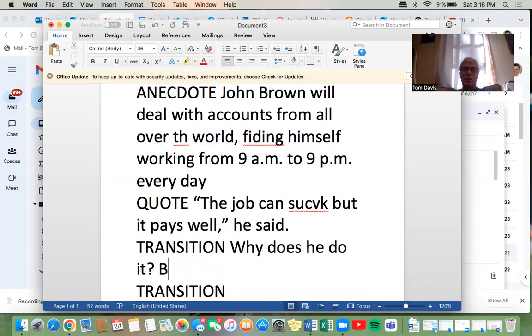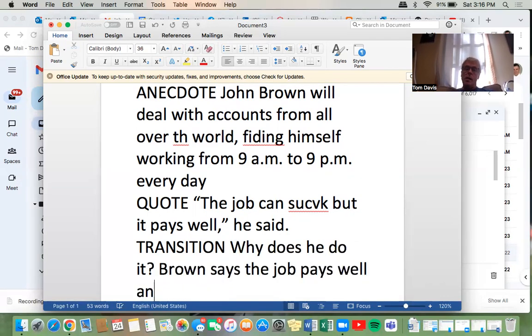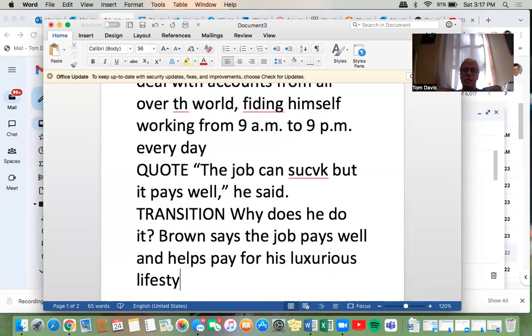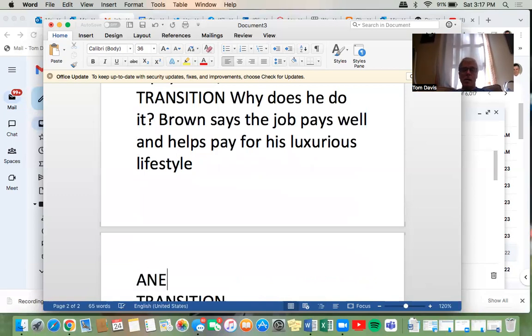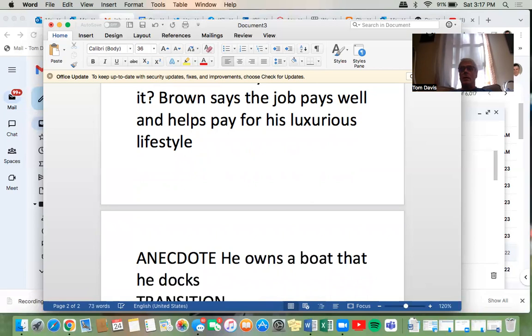So maybe Brown says the job pays well and helps pay for his luxurious lifestyle. Oh my God, it's awful. Say it's luxurious. Yeah, no, wow, good for me. Thank you. Lifestyle. And then maybe get to an anecdote. He owns a boat that he docks, I don't know. And where do rich people dock their boats? In Monmouth County, New Jersey. Actually, more specifically, a rich person's place like Shrewsbury.